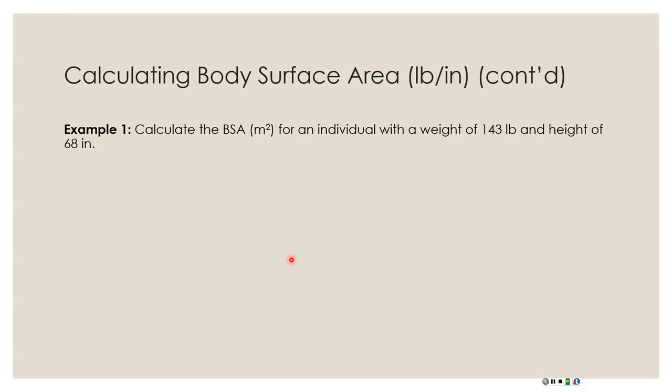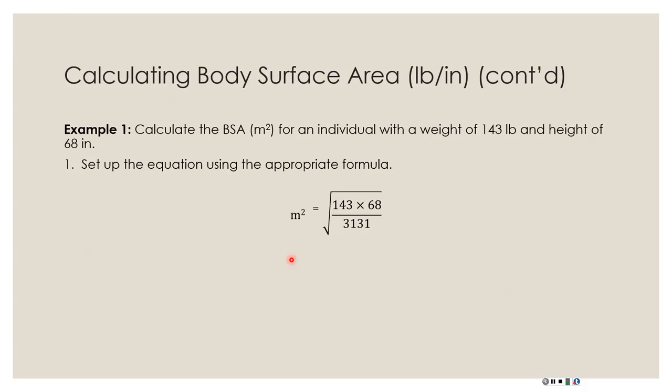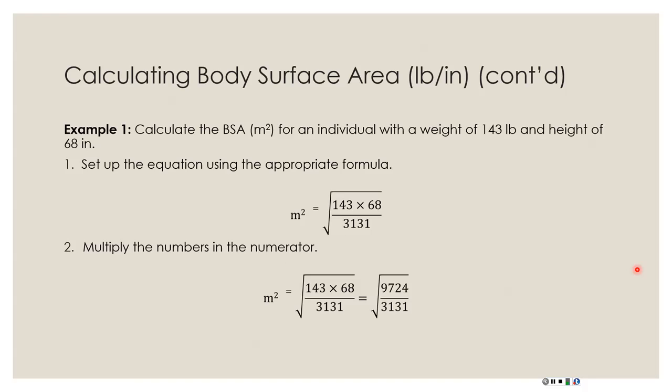Okay, so here we've got a problem that tells us to calculate the body surface area for an individual with a weight of 153 pounds and a height of 68 inches. So we just want to make sure we know our problem and we know our setup. So we've got pounds here times inches, and we know we have to divide by 3131 because we are using pounds and inches. So then what we would do is take 143 times 68.